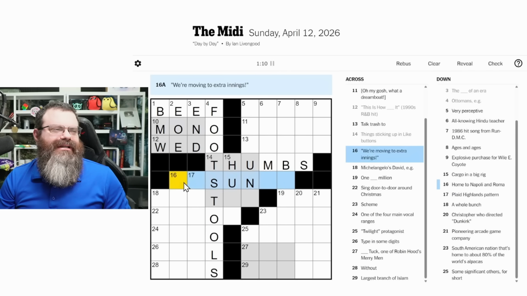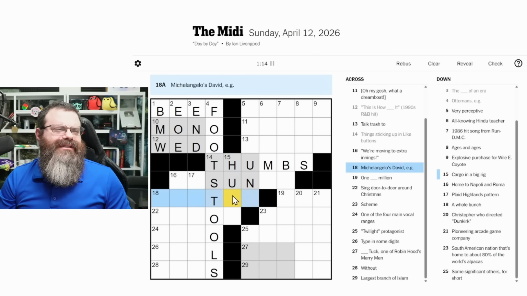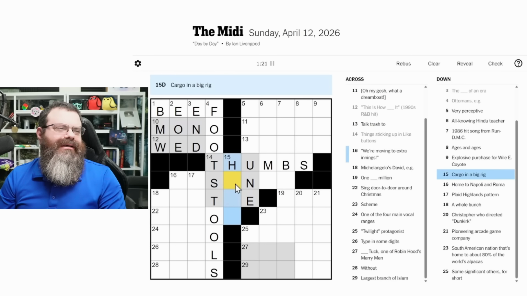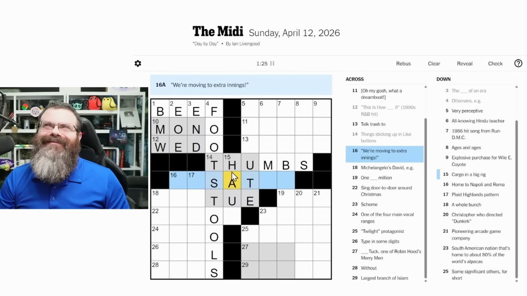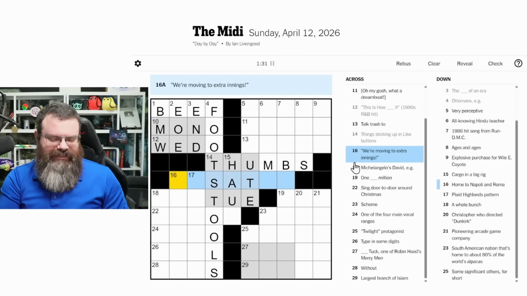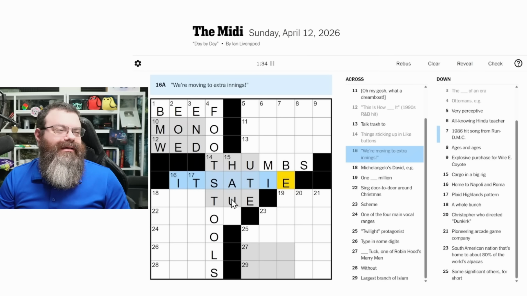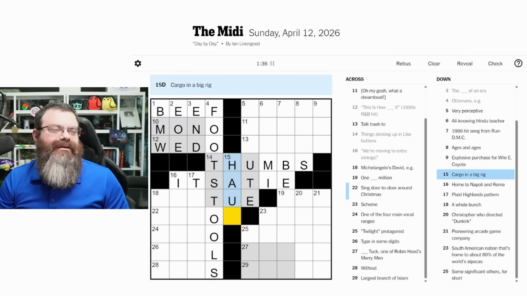We're moving to extra innings. We already did Thursday, so is this Tuesday? No, this could be Saturday. Hold on. This is probably Saturday, and then this is Tuesday. Saturday also starts with S. We're moving to extra innings. It's a tie. What is this? Cargo in a big rig. Haul, your haul. Okay, that all works.